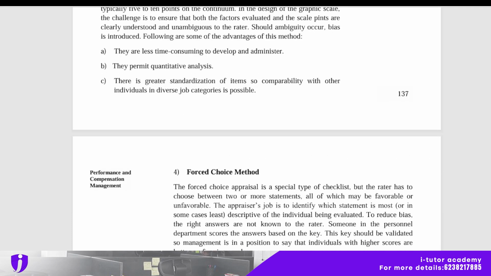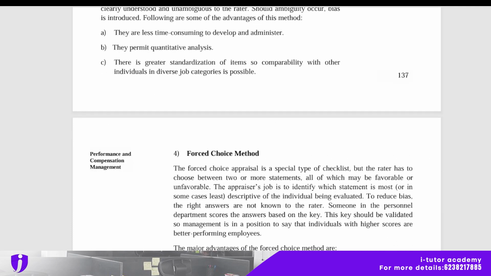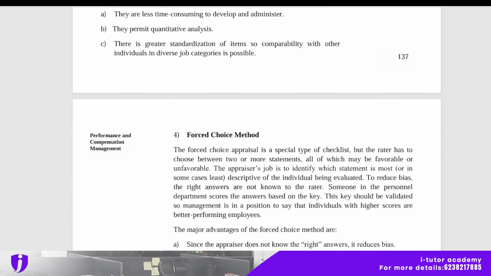And the fourth one is the forced choice method. The forced choice appraisal is a special type of checklist, but the rater has to choose between two or more statements, all of which may be favorable or unfavorable. The appraiser's job is to identify which statement is most, or in some cases least, descriptive of the individual being evaluated. To reduce bias, the right answers are not known to the rater. Someone in the personnel department scores the answers based on the key.